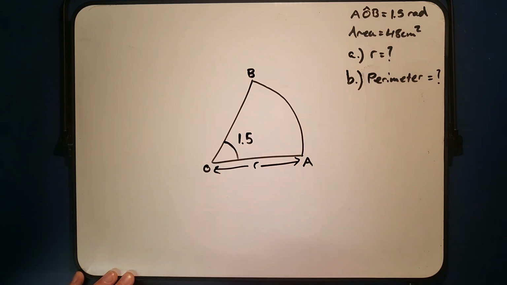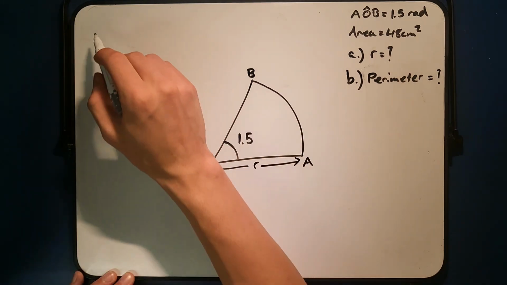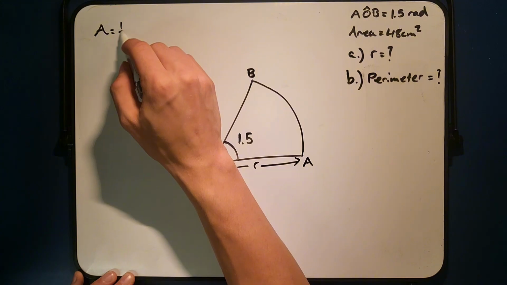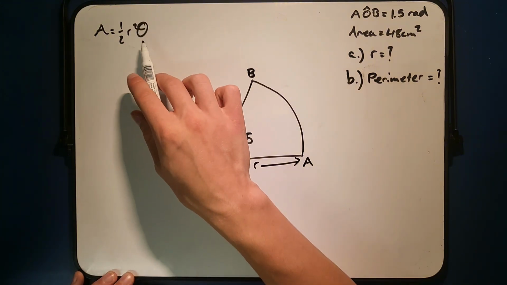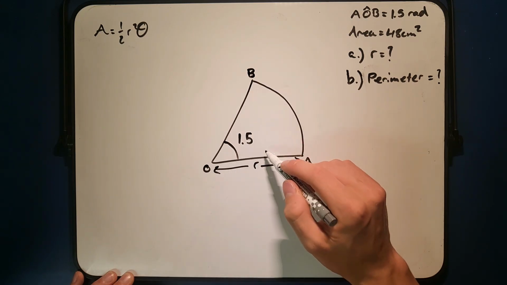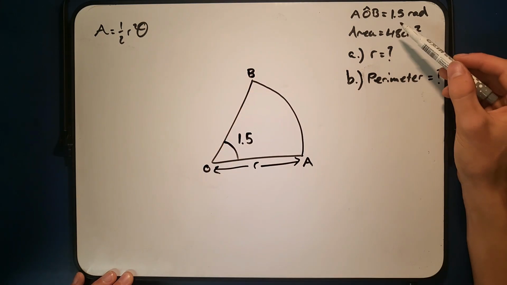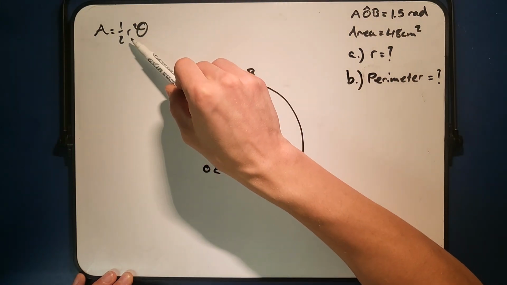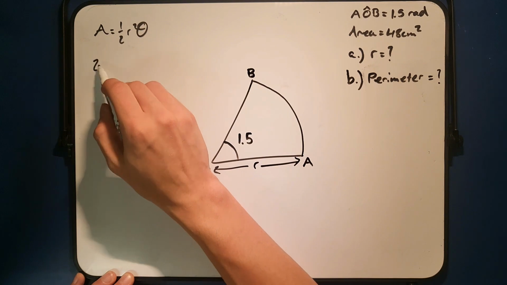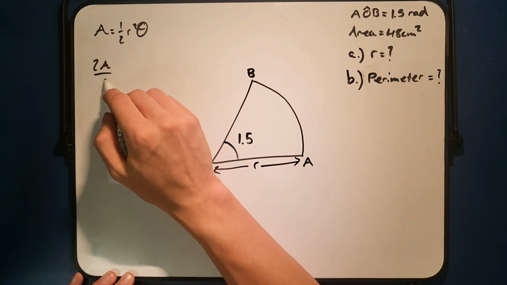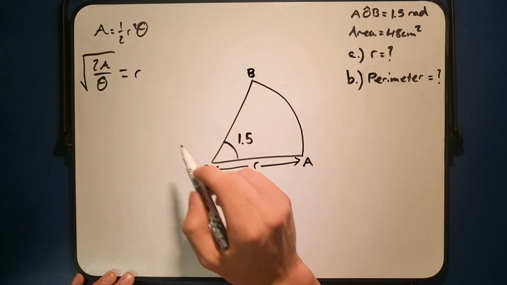So what we can do is we can write out the formula for area for a sector. So the area is equal to a half r squared theta, where r is the radius and theta is the angle inside the sector. Now we know the area and we know the sector angle, meaning we can rearrange this equation to get r by itself. So we can rearrange to get 2A over theta, and we can square root this to get our r value.